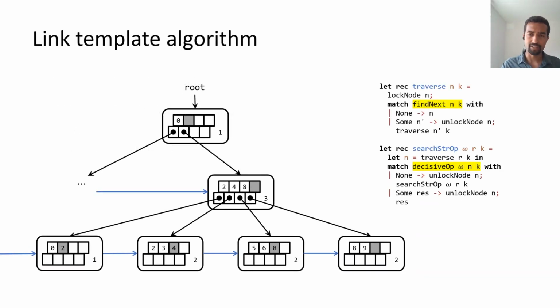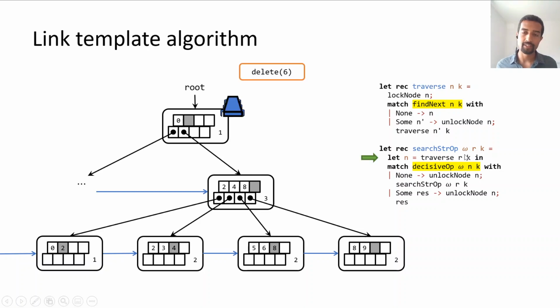So what does the template algorithm actually look like? We have on the slide the link template algorithm on the right, and I'm going to step through this algorithm to show you how it works using the B-link example on the left. The core of this algorithm is the search structure op method, which stands for any of the three core search structure operations: insert, member, and delete. So for example, if you wanted to perform a delete operation on a key 6, then omega here would be delete and k would be 6.